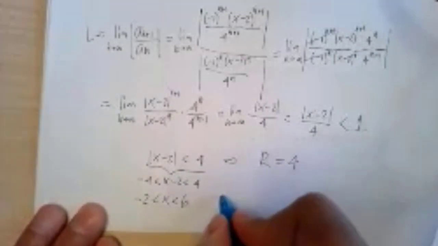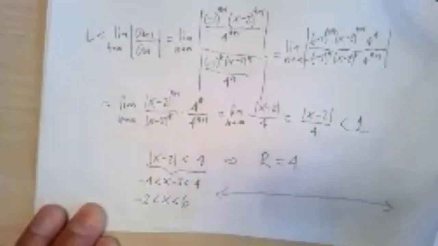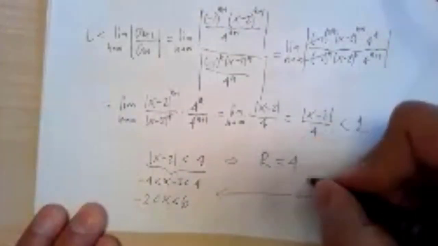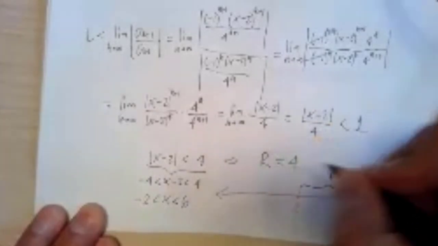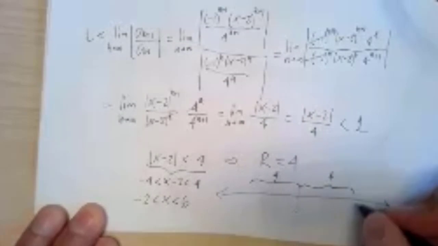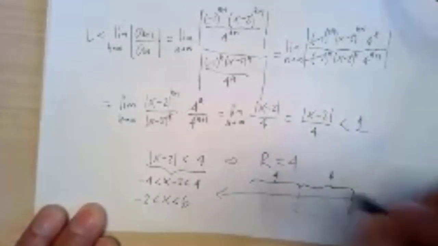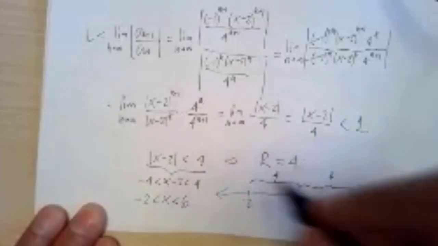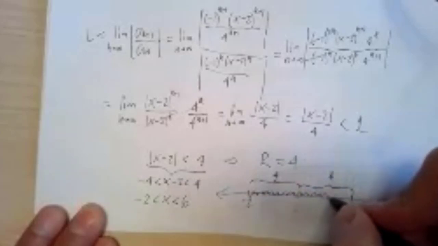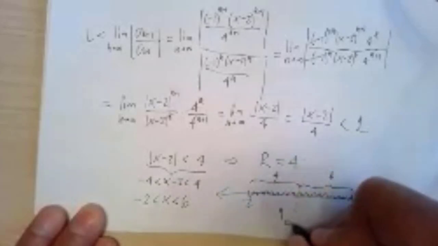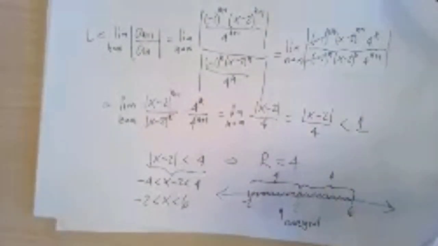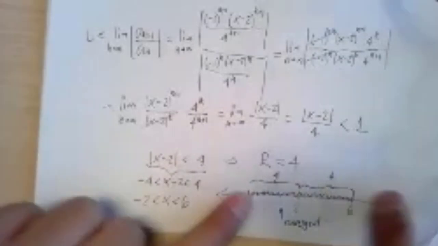So here's my picture, my real line. Here's the center. The center is 2. And because the radius is 4, that means I can go 4 units this way or 4 units this way. And so 2 plus 4, that's 6, right? And 2 minus 4, that's -2. So between -2 and 6 is convergent. So all in here, convergent. And we know that if it is greater than 1, if it's on the outside, then it will be divergent. So over here in the outsides, divergent.